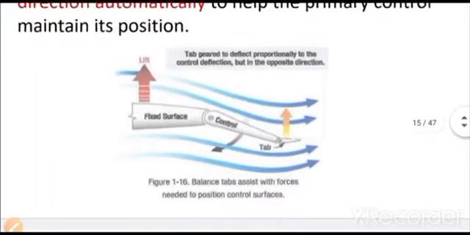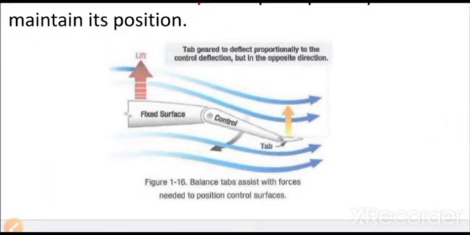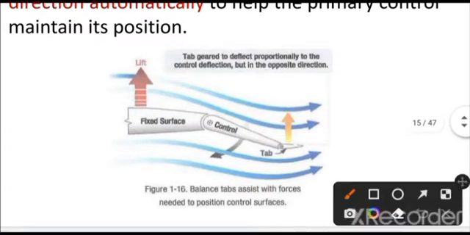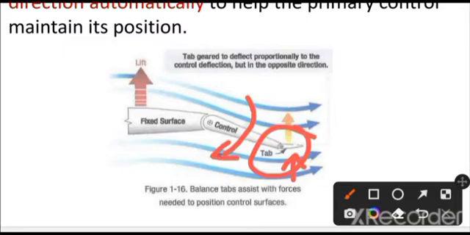In this picture you can see it is written that the tab is geared to deflect proportionally to the control deflection but in the opposite direction. So this is the tab. As you can see, the arrow is marked going up, and if the tab is going up, then the air load will push this main control surface down. So this is mechanically fixed, so it will automatically happen.